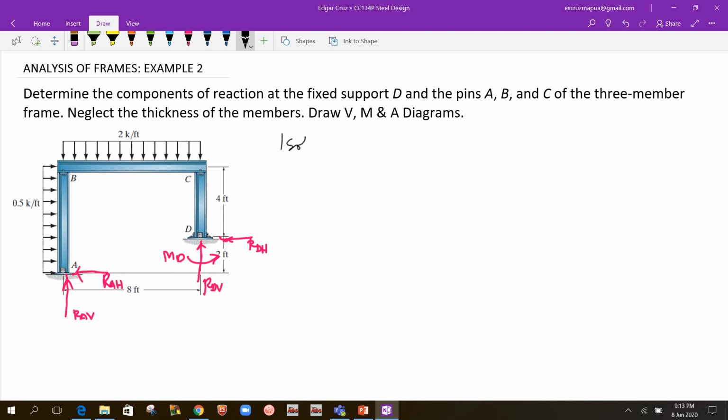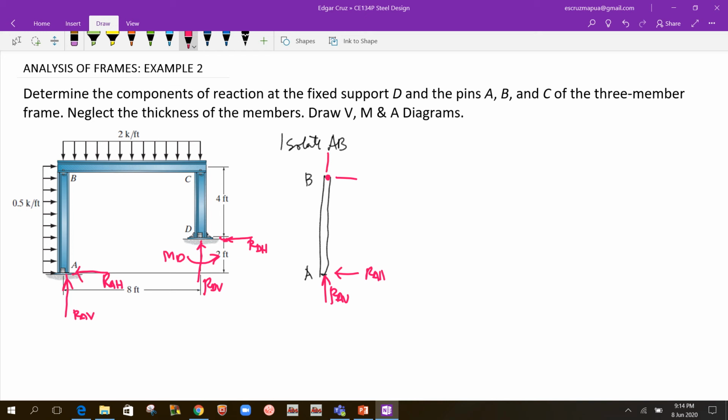So let us isolate member AB, the vertical member AB. Here's the vertical member AB. We have RA vertical, and let's say to the right is RA horizontal. At joint B, since this is a hinge, there will be only a horizontal and vertical reaction.